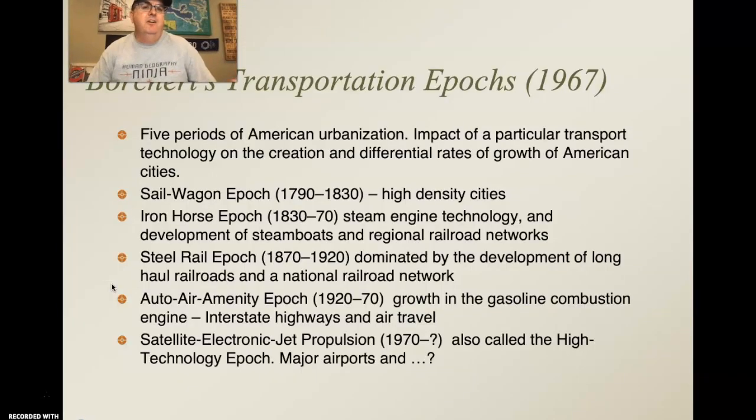There's a guy called Borchert, and his Transportation Epochs, and notice it stops in 1967. But there's a couple big things that he talks about. There's 5 periods here. The sail-wagon epoch, 1790 to 1830. That's the high density, the walkable cities that I talked about. Iron horse. This is trains, 1830 to 1870. This is the steam engine.